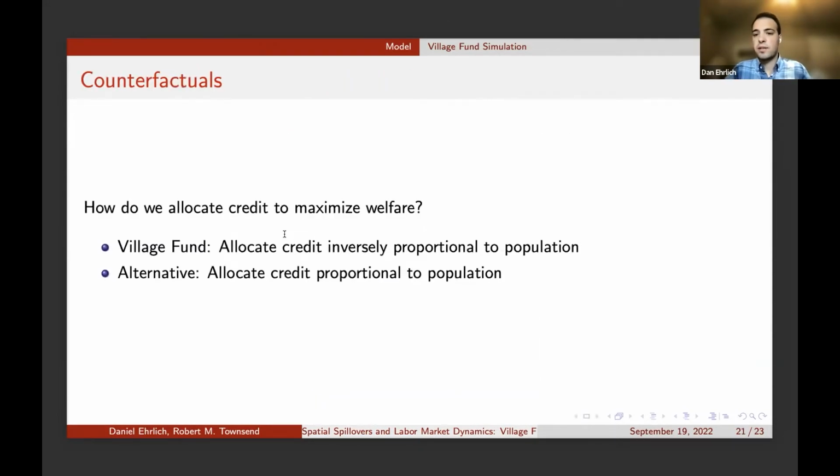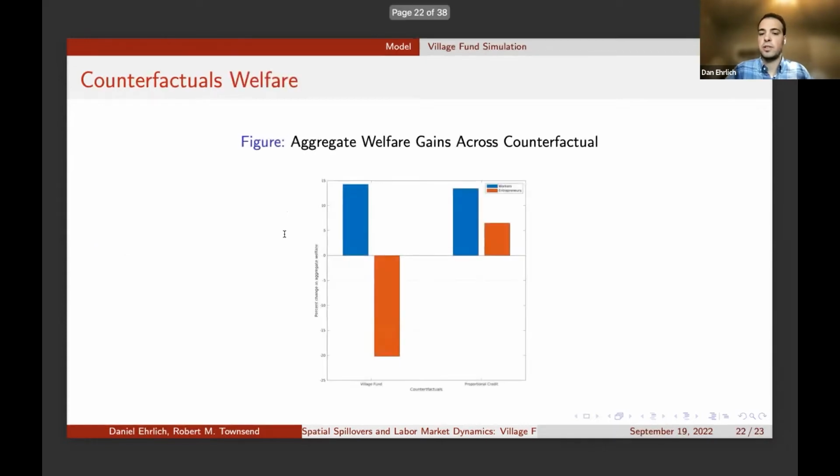So we're going to run a couple of counterfactuals. The village funds allocate credit inversely proportional to population. As an alternative, we're going to allocate credit proportional to population. We're going to find that aggregate welfare is actually going to increase in this scenario, particularly because welfare for entrepreneurs is going to go up.